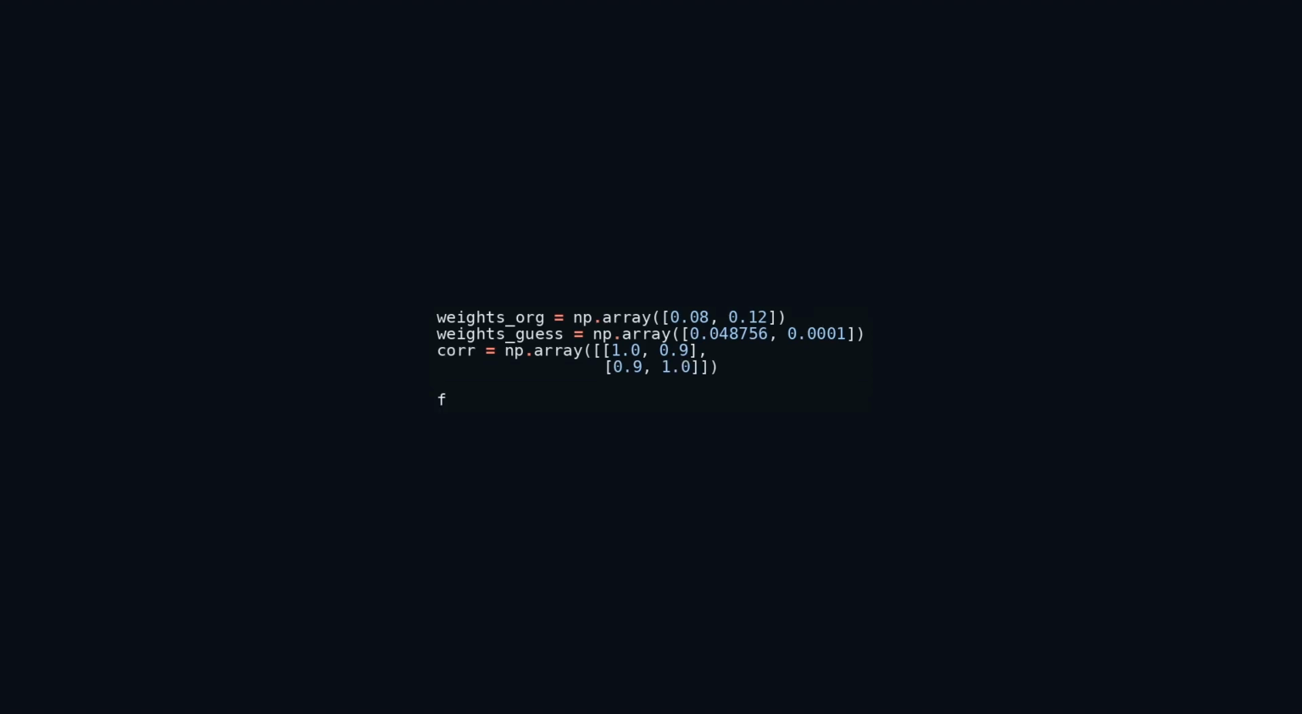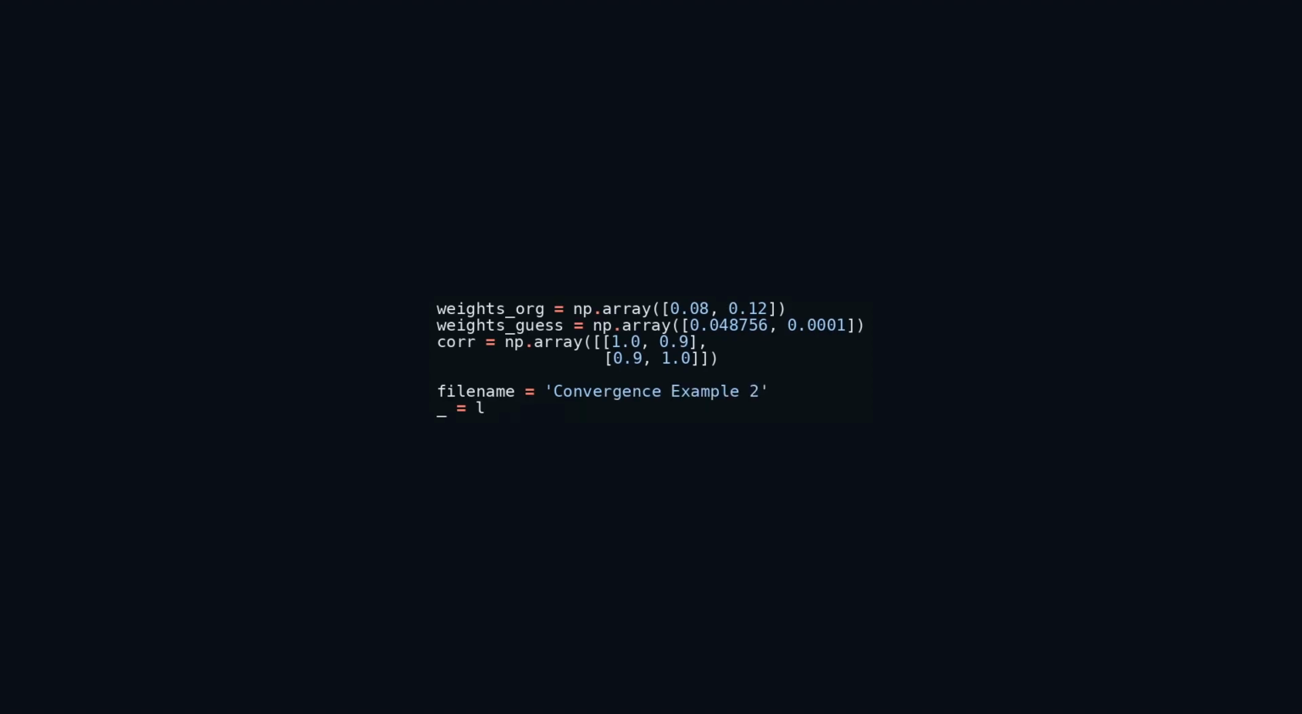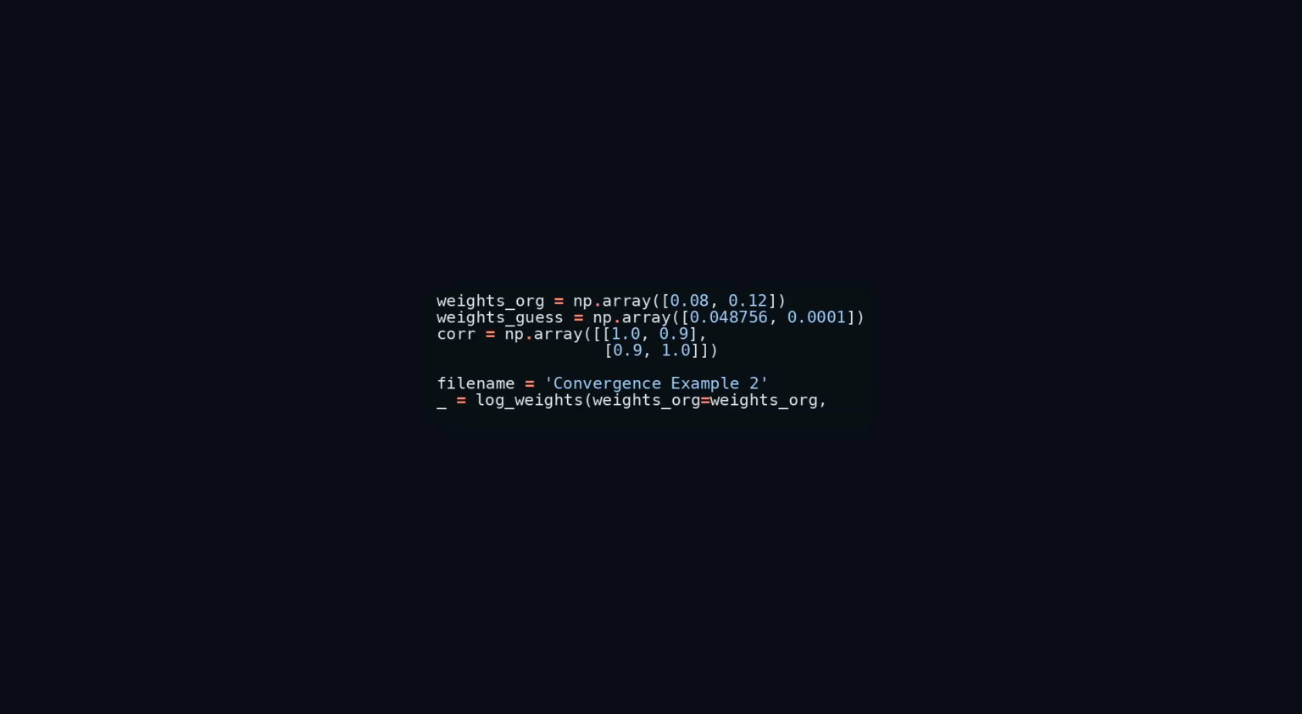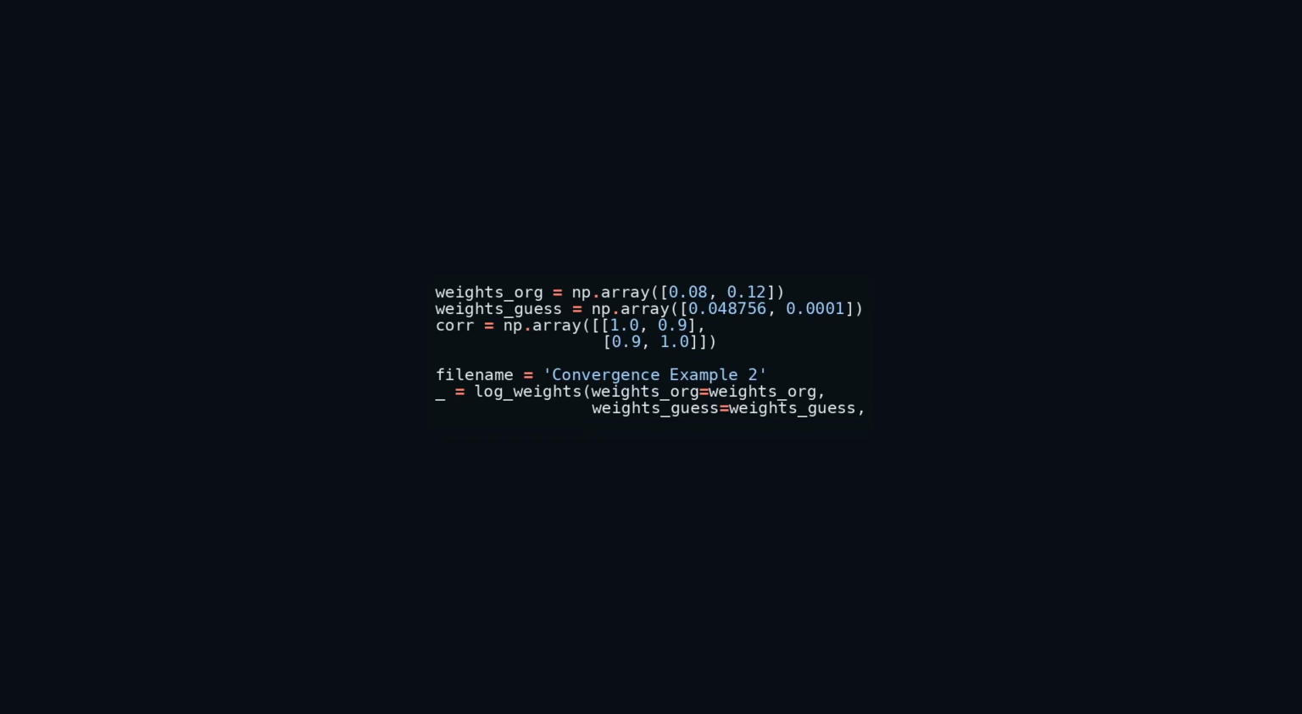The WeightsOrg and WeightsGuess parameters are given as NumPy arrays, suggesting they represent some numerical values. These could be financial weights, scientific parameters, or weights in a machine learning model. The correlation matrix Core reveals the correlations between elements in the weights arrays, indicating that the interdependencies between these weights are crucial to the analysis or optimization process. Logging this information into a file is important for various reasons.